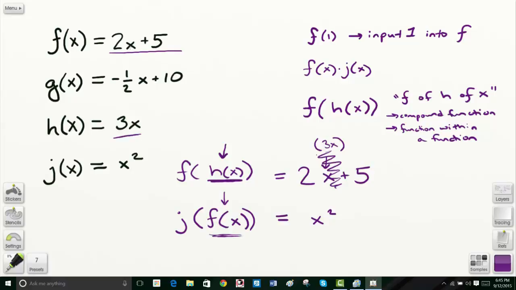Well, what is f of x? 2x plus 5. So instead of x, we're going to get rid of that, and we're going to put 2x plus 5 in there instead. So the result would be 2x plus 5 squared. And that would be a compound function.